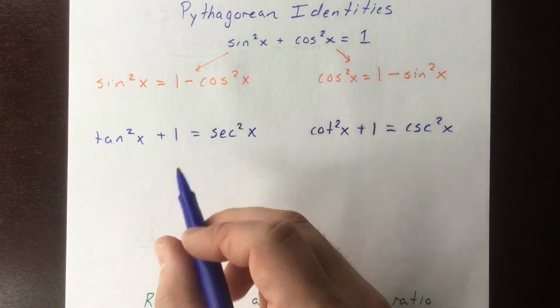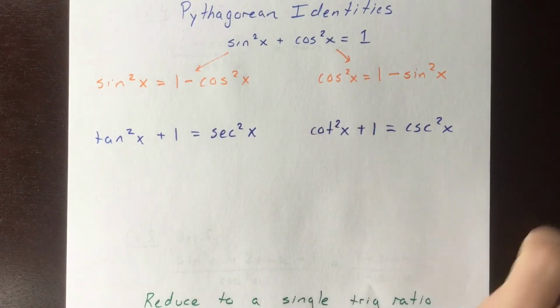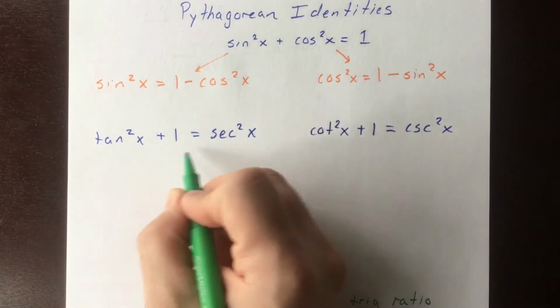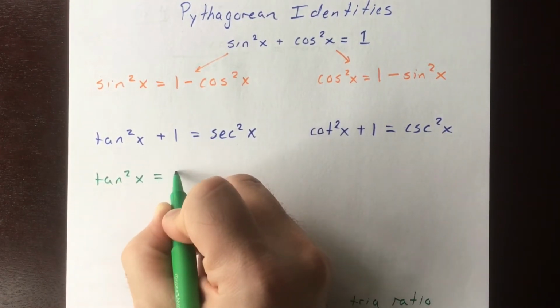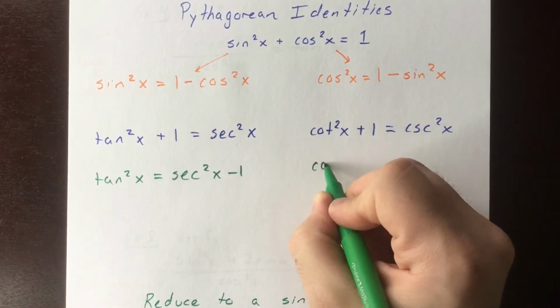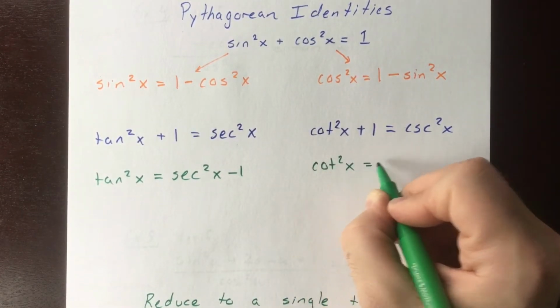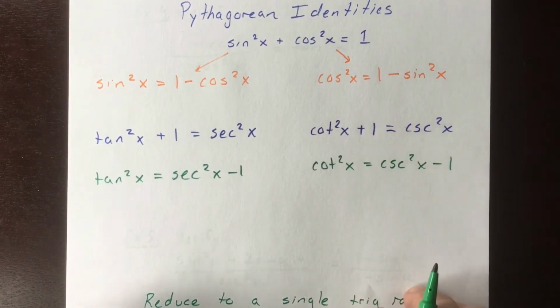And then from this, I can say, oh, well, just subtracting 1 for each of these, we get another set. So subtracting 1, we would say, oh, well, tangent squared of x now equals secant squared of x minus 1. And cotangent squared of x equals cosecant squared of x minus 1.